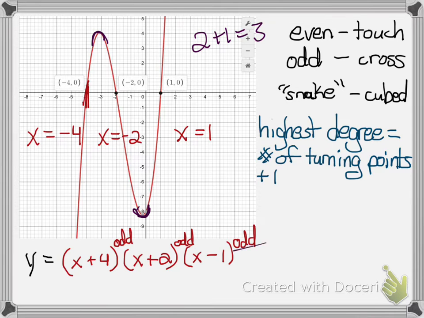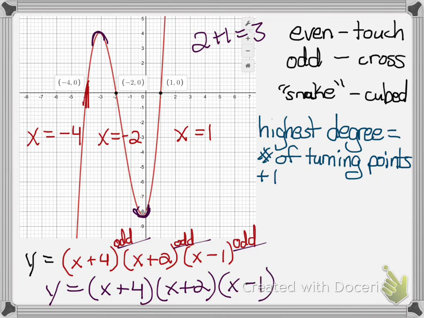So what odd number plus another odd number plus another odd number will equal 3? Duh! 1 plus 1 plus 1. So my final answer will be y equals x plus 4 to the power of 1. And you don't have to write the ones if you don't want to. x plus 2 to the power of 1 and x minus 1 to the power of 1.